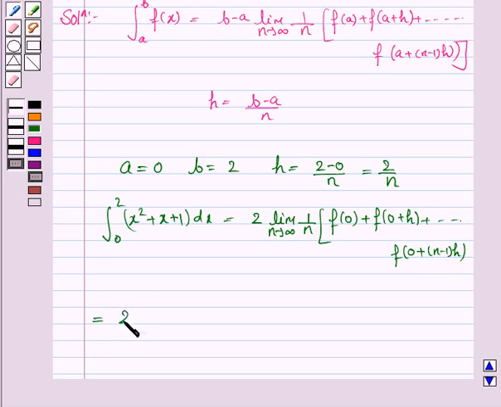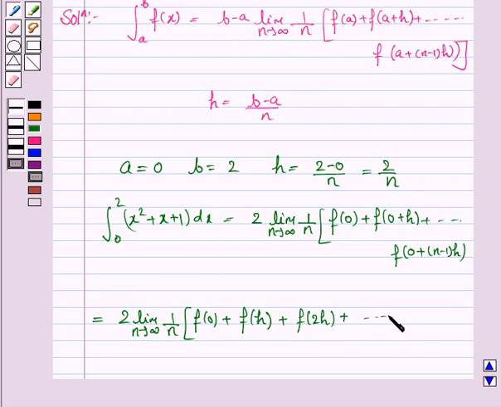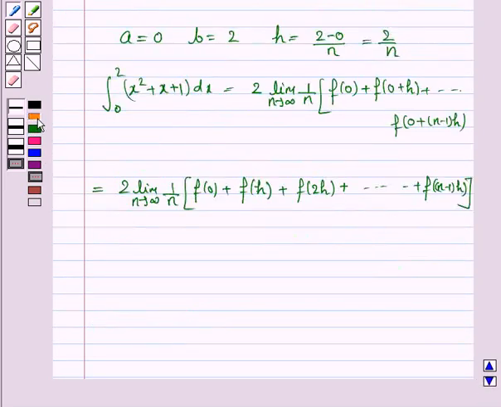So this is again equal to 2 into limit n approaching infinity of 1 upon n into f(0) plus f(h), similarly we'll get f(2h) and so on plus f((n minus 1)h). So now in place of x, to find f(0), we'll put x as 0. So we'll have 2 into limit n approaching infinity of 1 upon n.